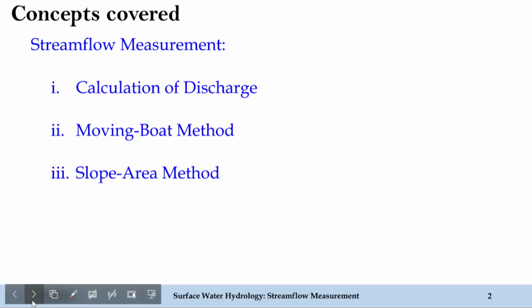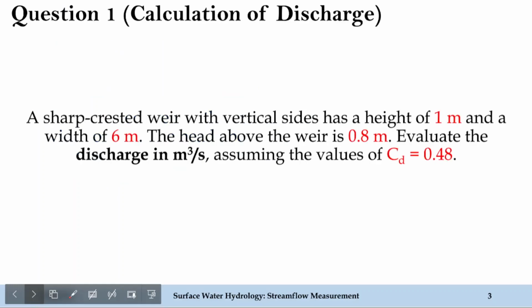So today in this problem solving session, we will be focusing on three aspects of streamflow measurement, that is calculation of discharge, moving board method, and slope area method. So let's start with calculation of discharge. Here is the first problem. Let me read the problem for you.